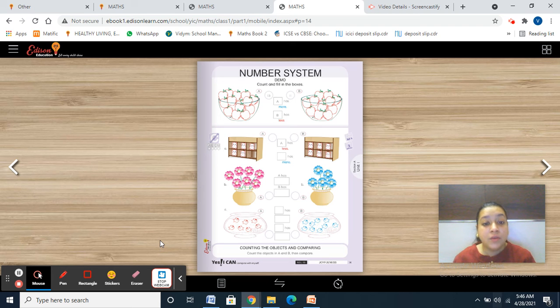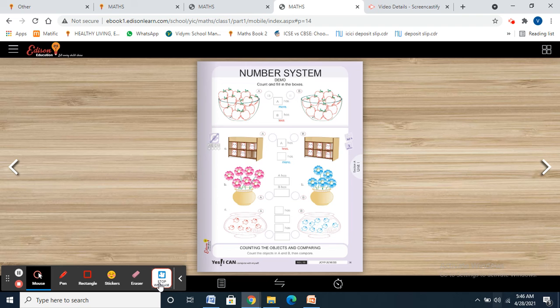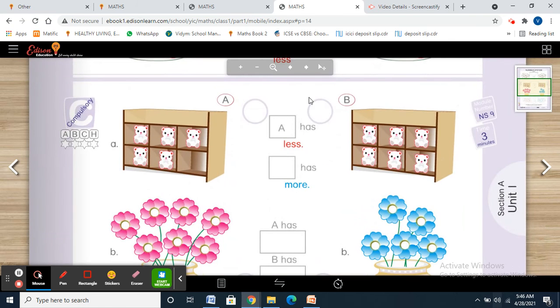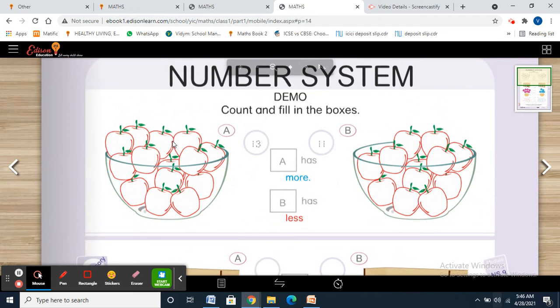Okay, everyone. Now we are going to start with the work, so please concentrate on the screen. Everyone, now you can see here. Now you're going to count the apples. Can you count the apples with me? Okay, count the apples with me. So, 1, 2, 3, 4, 5, 6, 7, 8, 9, 10, 11, 12, 13, and 14.